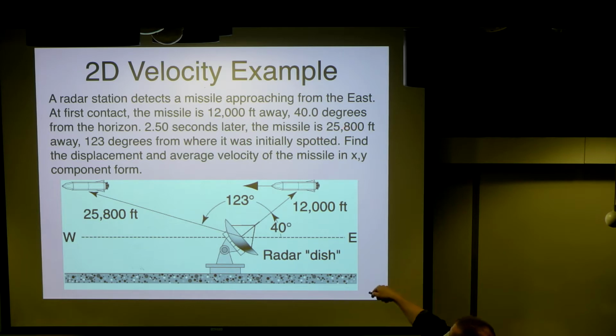25,800 feet away at an angle of 123 degrees from where we initially saw it. So we have to turn the dish all the way 123 degrees from where we started to get to where the missile is now pointing. So what we're going to do is find displacement and average velocity for this motion of the missile, and we're going to do it in xy component form.